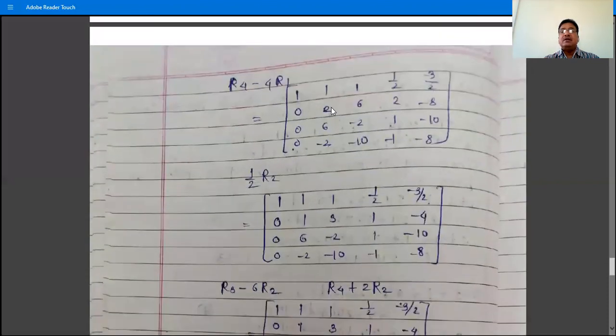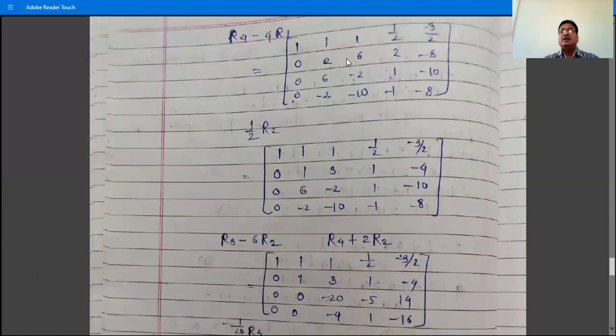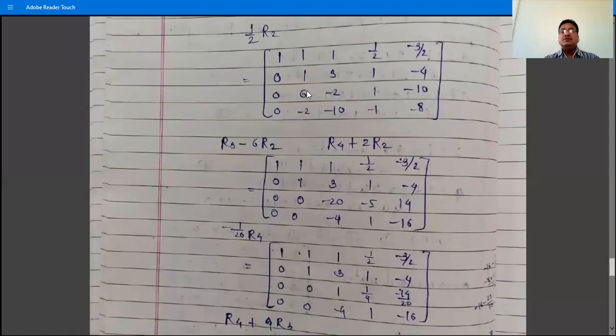Then reduce this element to 1. For that, the operation is 1/2 R2. So multiply the second row by 1/2. So we have this 1. Then there is 3, 1, and here -4. Then reduce this 6 and -2 to 0 at a time. So the operations are R3 minus 6 R2, using this 1. We have to reduce this 6 and -2 to 0 by using this 1. So R3 minus 6 R2 and R4 plus 2 R2.